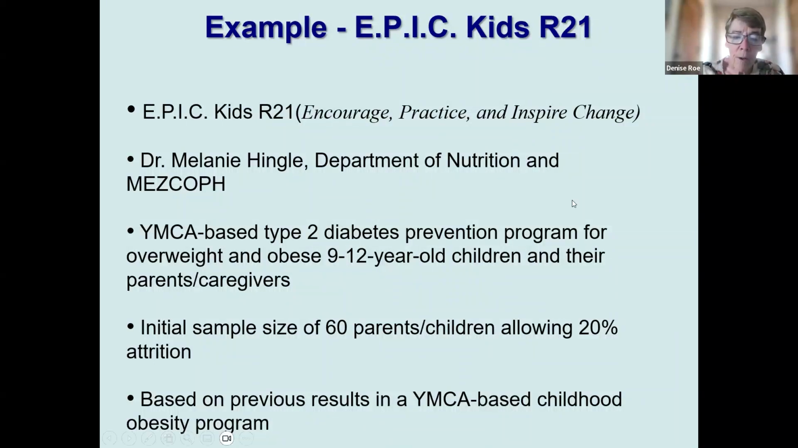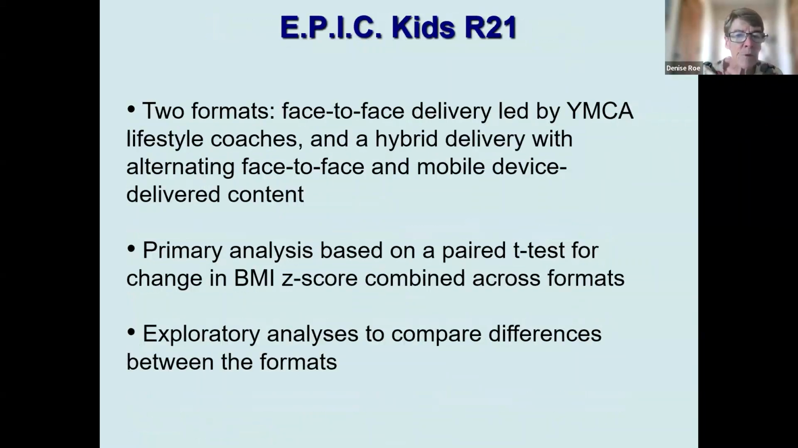So based on our budget, we could do an initial sample size of 60 parents with their children, because we knew that we would have about 20% attrition, which means we wouldn't be able to get their final measurements. We were going to do baseline measurements and then after the intervention. And it was based on previous results in a YMCA-based childhood obesity program. So we had two formats: a face-to-face delivery led by YMCA lifestyle choice coaches, and a hybrid delivery with alternating face-to-face and mobile device delivered content.